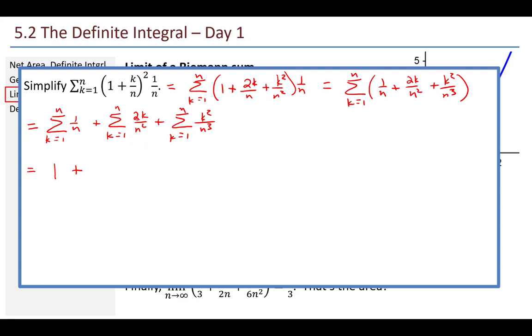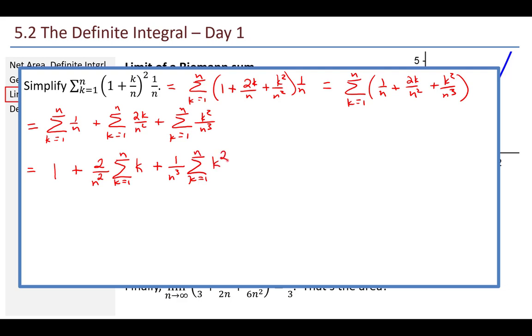How about my second summation? Notice what is constant here is the 2 over n squared. It's the k that changes. So I'm adding a bunch of terms with a constant factor of 2 over n squared, which means I can factor out the 2 over n squared, and the rest of the summation remains. K equals 1 to n of simply k. Do you see what the constant is for this third summation? It's the 1 over n cubed. So I can factor out 1 over n cubed, summation k equals 1 to n of k squared.